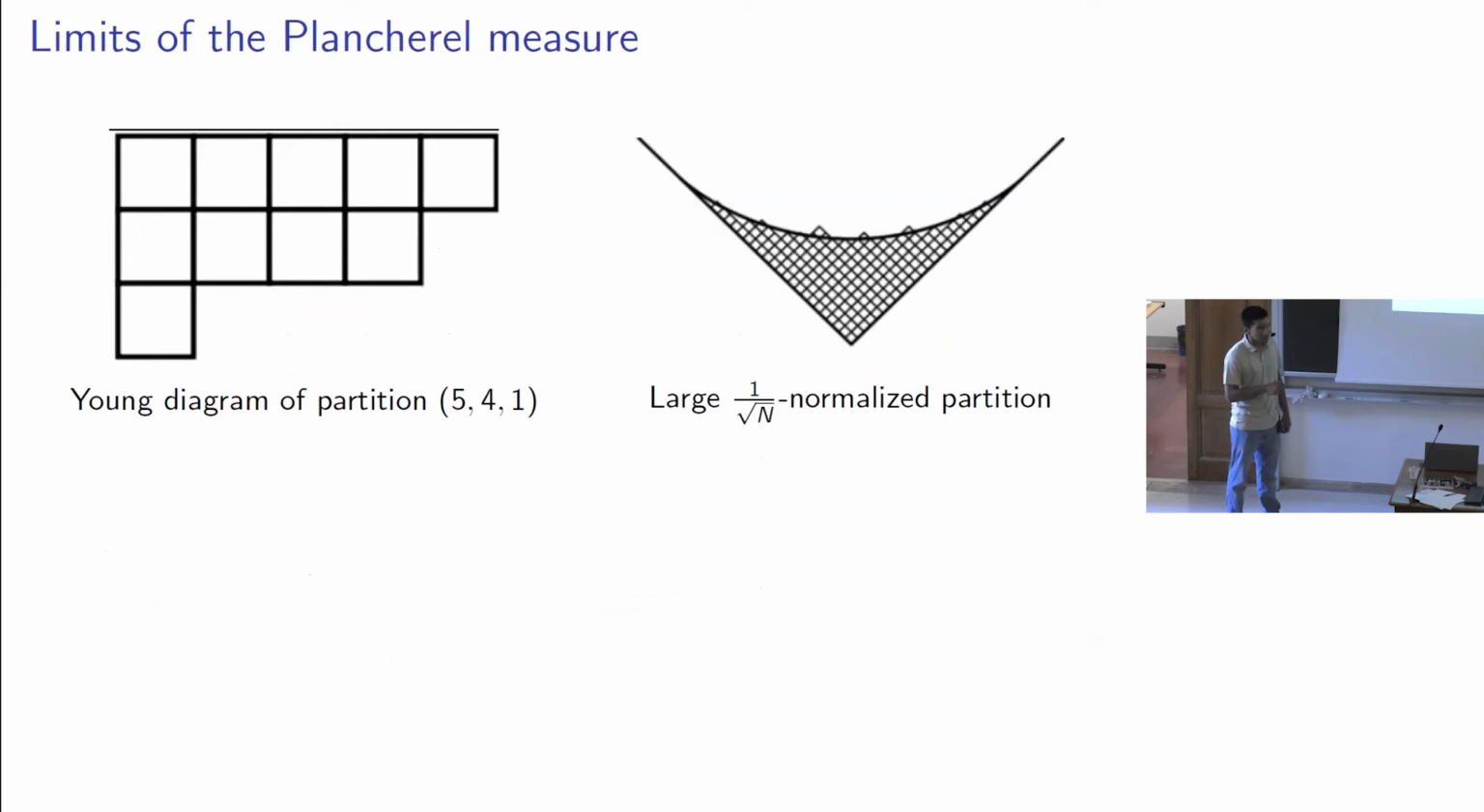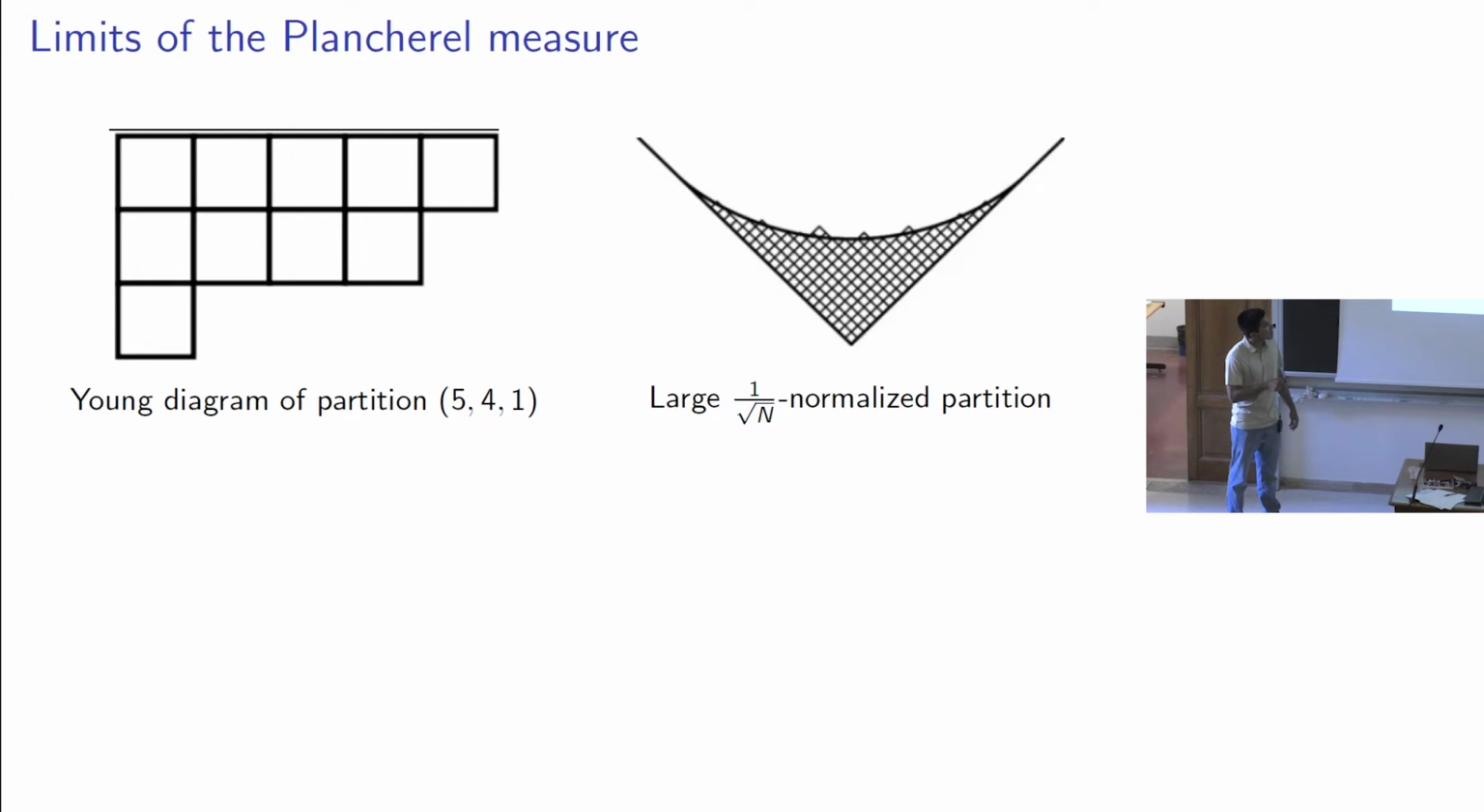So this is a partition of 10, right? 5 plus 4 plus 1. I will represent it by a Young diagram. It's just a sequence of boxes: 5 boxes on the first row, 4 on the second, 1 on the third. Then what you do is rotate this partition by 135 degrees. So here you will have another partition.